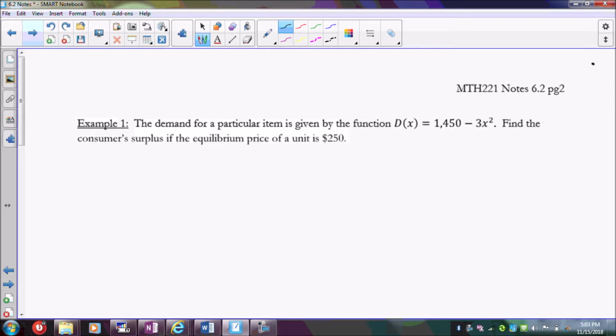So if we read this example, it talks about the demand for a particular item given by this function d of x. And we want to find the consumer surplus if the equilibrium price of a unit is $250. So first of all, I read that, and that represents p sub e, the equilibrium price. So p sub e is equal to 250.